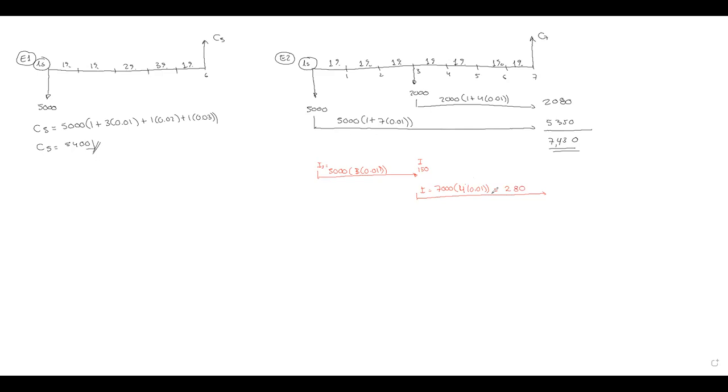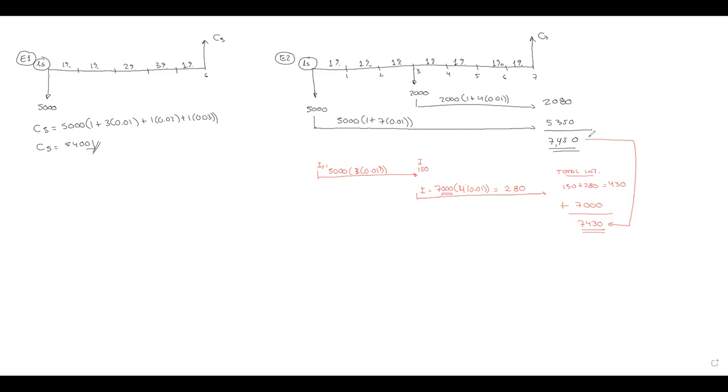Okay, so in terms of interest, how much total interest do I have? It's going to be the 150 plus the 280, correct? So this is equal to 430. And then I need to add the principal. What is my principal that I have accumulated? 7,000. So how much money do I have in total at the end of the day? Exactly the same amount of this one here.